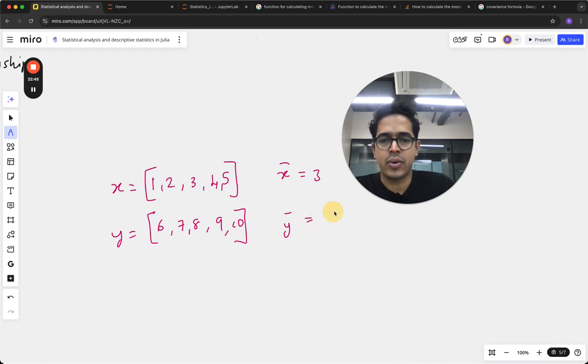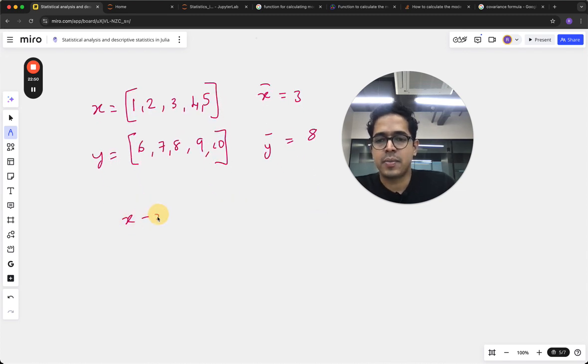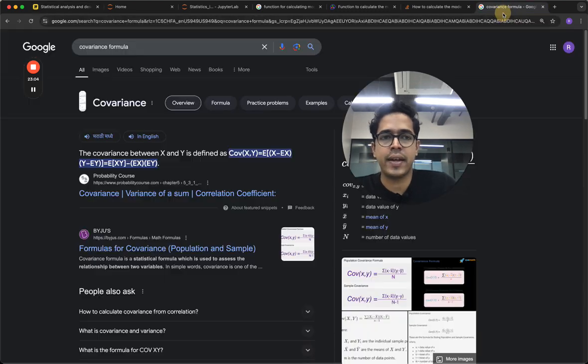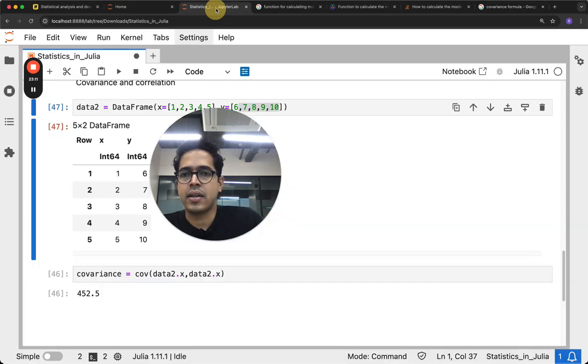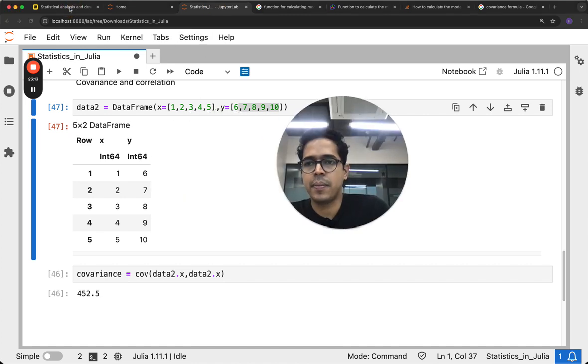Y bar equal to 8, and the sum of x minus x bar times y minus y bar, yi minus y bar, divided by n minus 1, and you go from sigma i equal to 1 to n, because you have n equal to 5 here. Now let's go back to the Miro board.